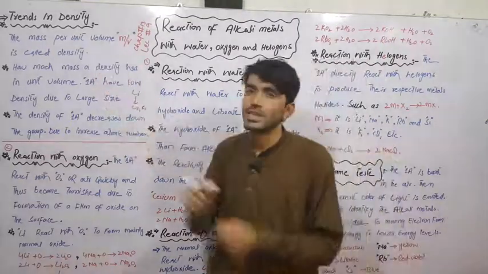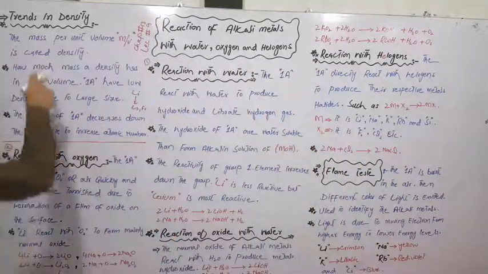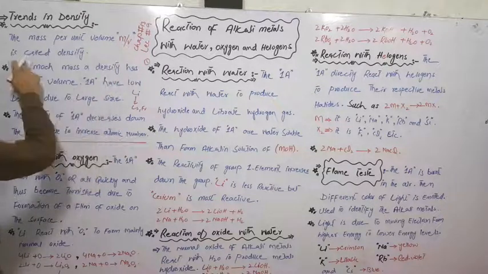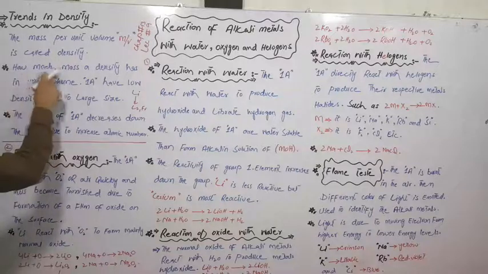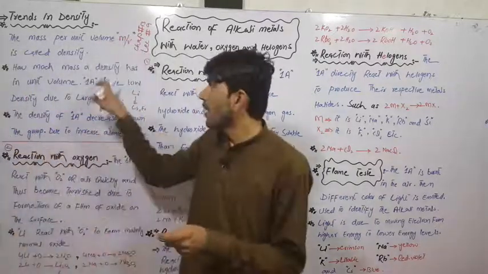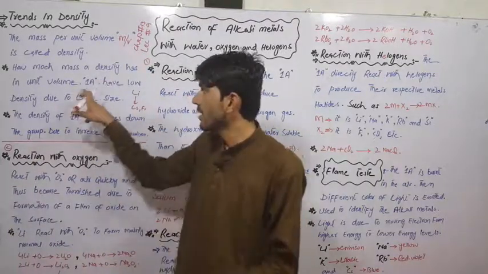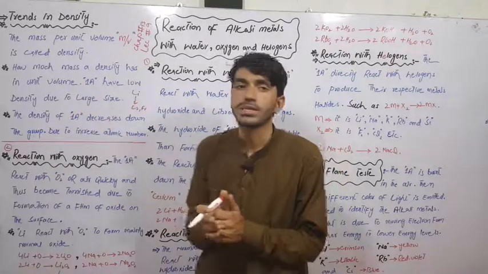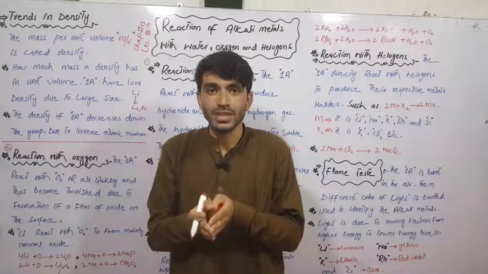So first of all, what is density? Its definition: the mass per unit volume is called density. Clear? It is the definition of density. Second point, how much mass a substance has in unit volume. Second, the first A have low density due to large size.